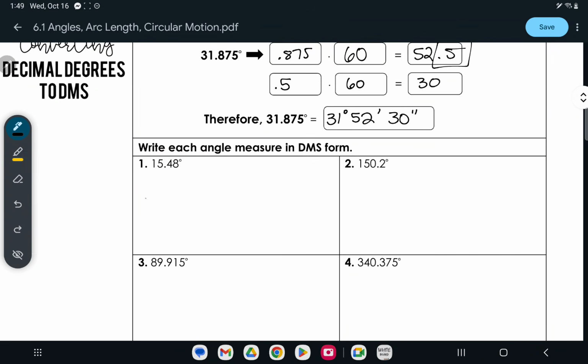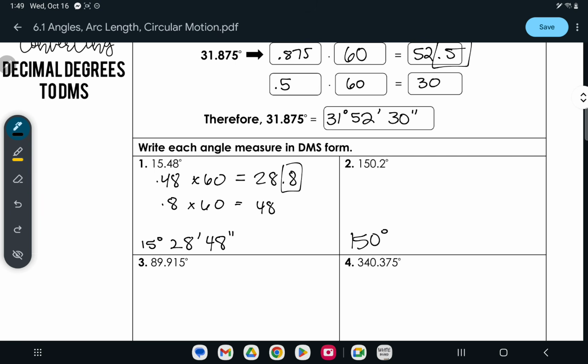Let's try a couple more. So I have 15 as my whole number, so that's my degree. And then 0.48 times 60 gives me 28.8. So I get 28 minutes. Then I got to take that 0.8 and multiply that by 60. And I get 48. So 48 seconds. So this next one I have 150 degrees. And then 0.2 times 60 gives me 12. And I don't have a decimal remainder there, so I can leave it like that.